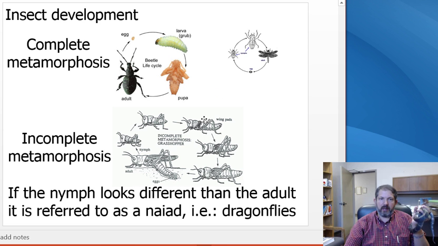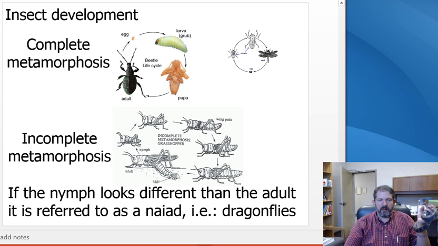Others have an incomplete metamorphosis, where the nymph looks similar to the adult, and it just gets more and more adult characteristics as it grows. But even as a baby, you can tell, hey, that's a grasshopper. And so it's more of a direct form of development. So metamorphosis is an insect thing. It might be complete, it might be incomplete, where it's not a total complete change.